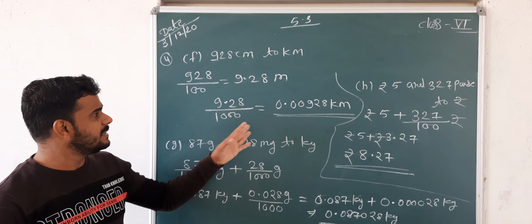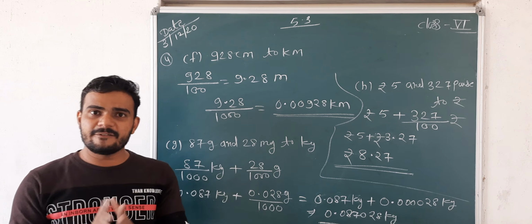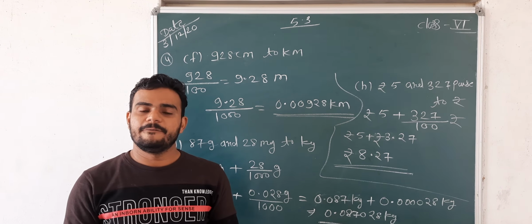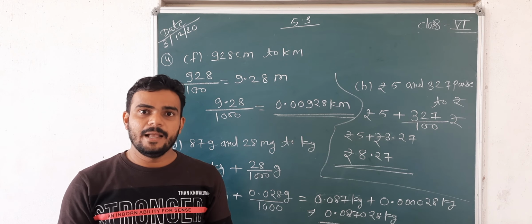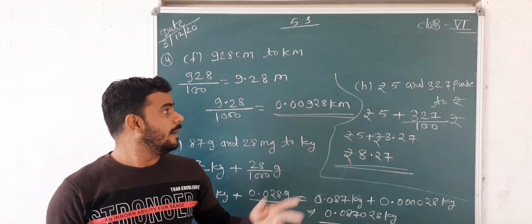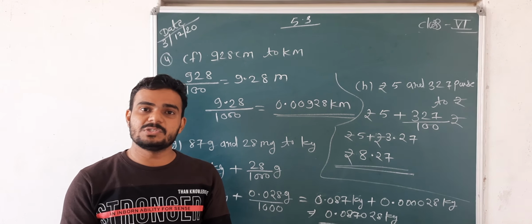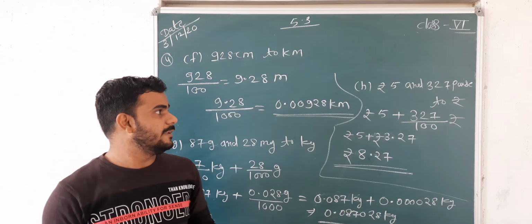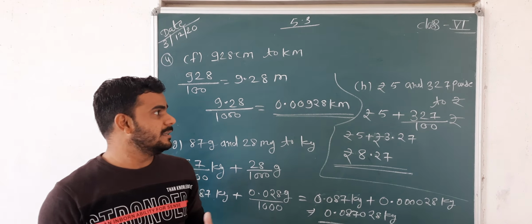Some important things are there. Just remember: 1 kg equals 1000 gram, 1 gram equals 1000 mg, 1 liter equals 1000 ml. Afterwards 1 meter equals 100 centimeter, then 1 kilometer equals 1000 meter, and 1 rupee equals 100 paise, like this.